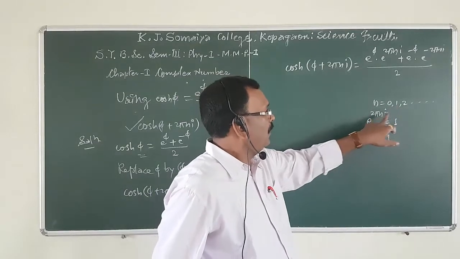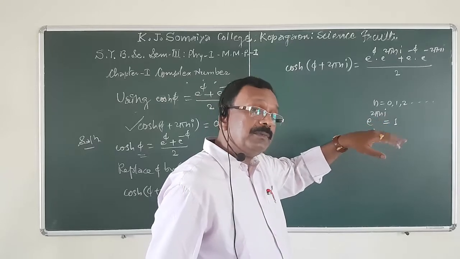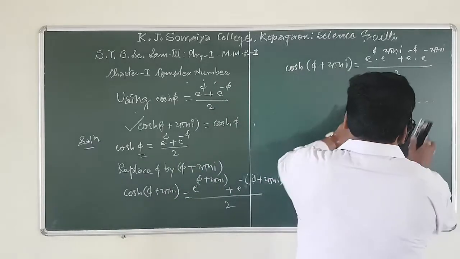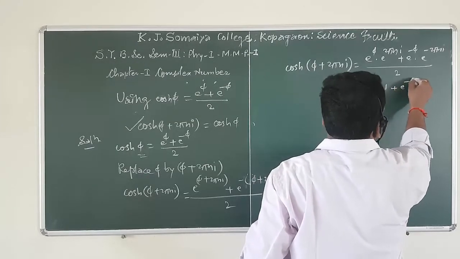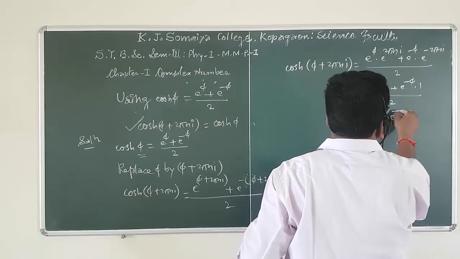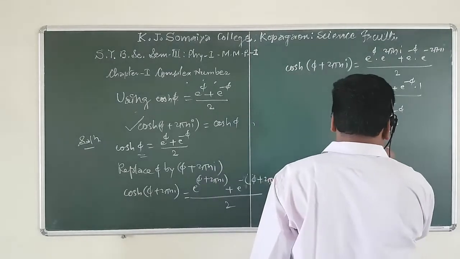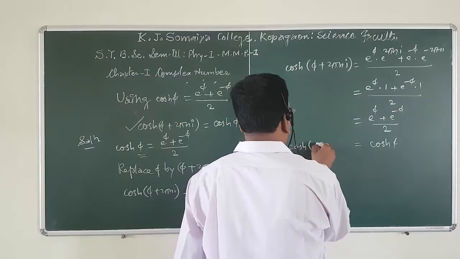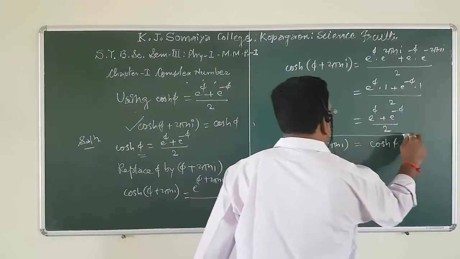If we substitute n equal to 1, then e raised to 2 pi I, that means 2 pi is 360 degrees, means again 0, again 1. In this way, we have e raised to phi into 1 plus e raised to minus phi into 1 upon 2, or simply e raised to phi plus e raised to minus phi upon 2. From this we have cos of phi plus 2 pi n I is nothing but cos phi, and hence the proof.